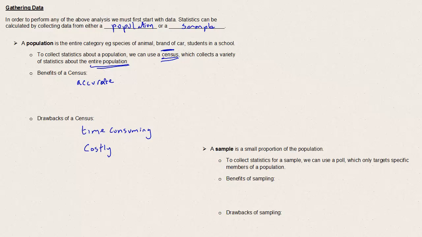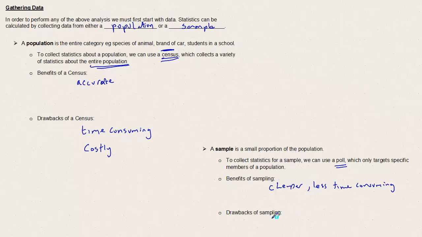Now let's consider a sample. A sample is a small proportion of the population. It might be 1%, 5%, 10%, it may be a lot less than 1%. It just depends on what you're doing. To collect statistics for a sample, we use what's known as a poll, which only targets specific members of a population. So it's cheaper and less time consuming than a census, because we're only looking at a few rather than everybody.